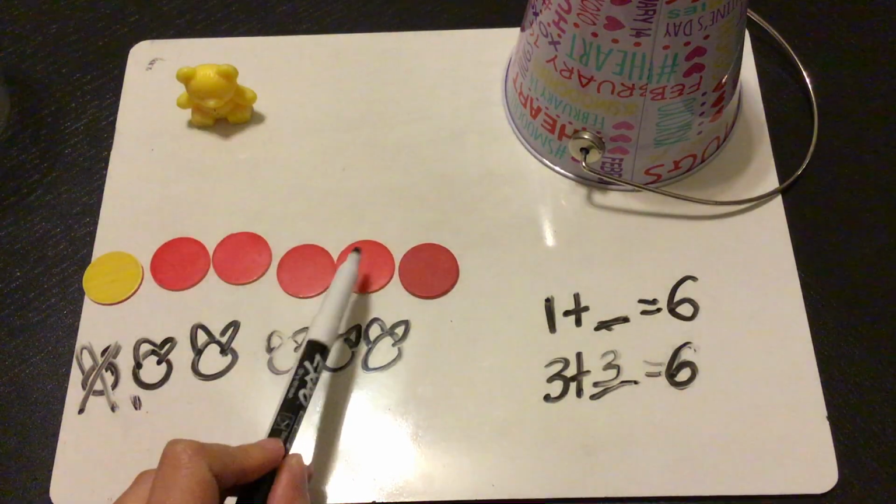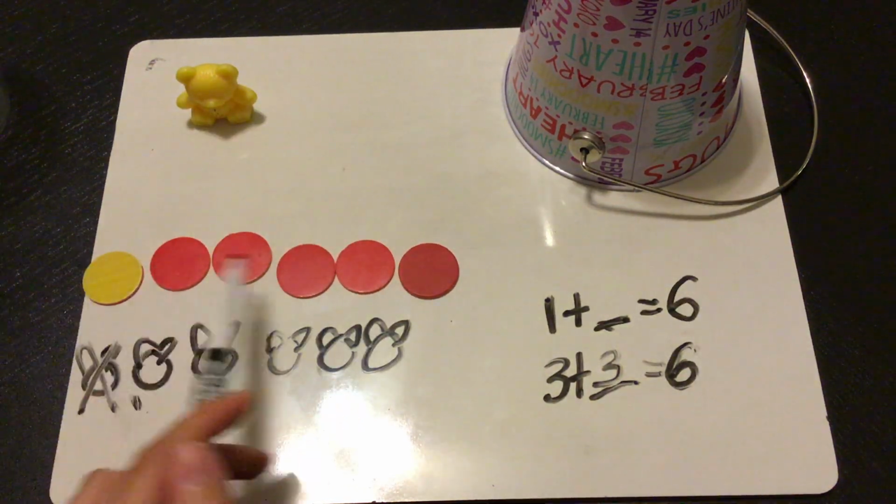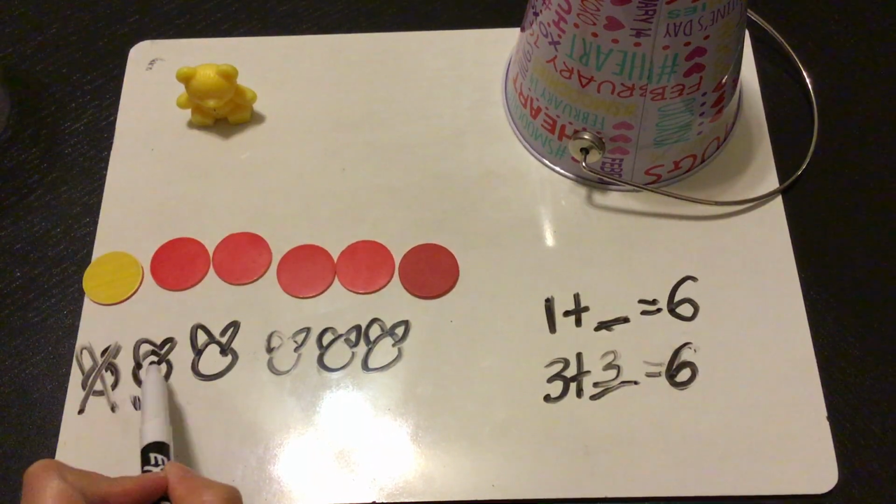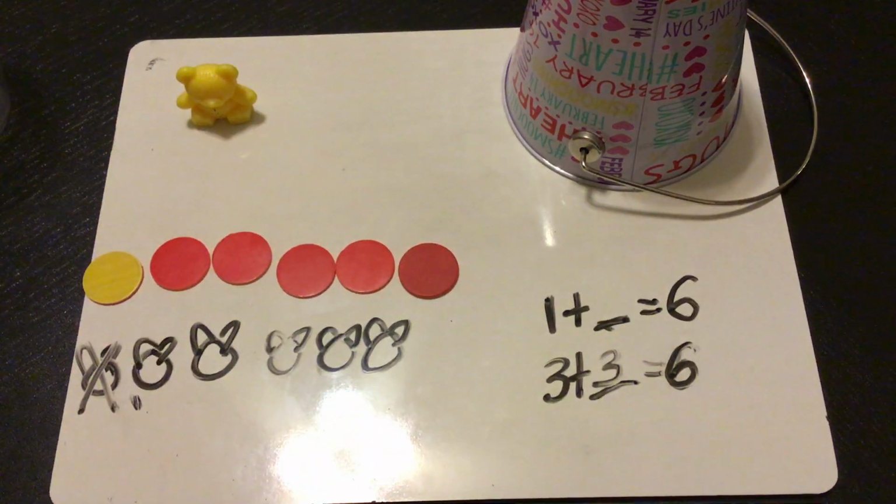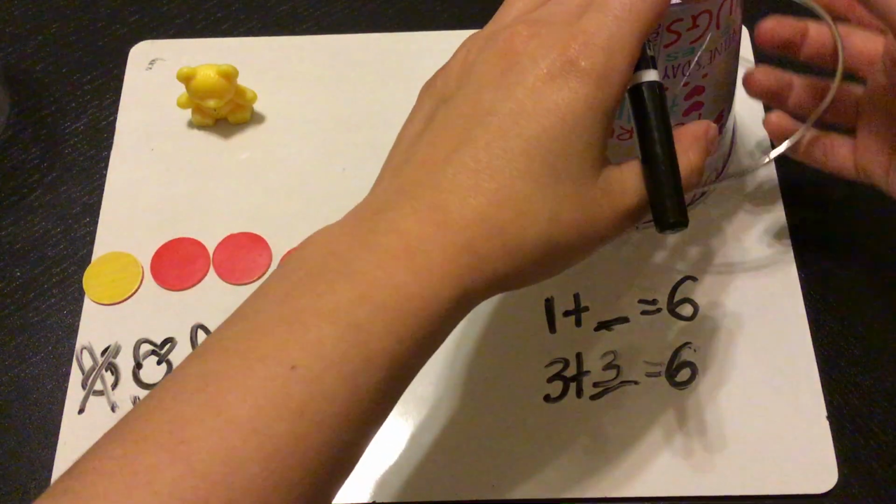1, 2, 3, 4, 5. 5 red chips. 1, 2, 3, 4, 5 bears we haven't crossed out. So I'm thinking that there are 5 bears in the cave. Is that what you guys thought of? Let's check and see if we're right.